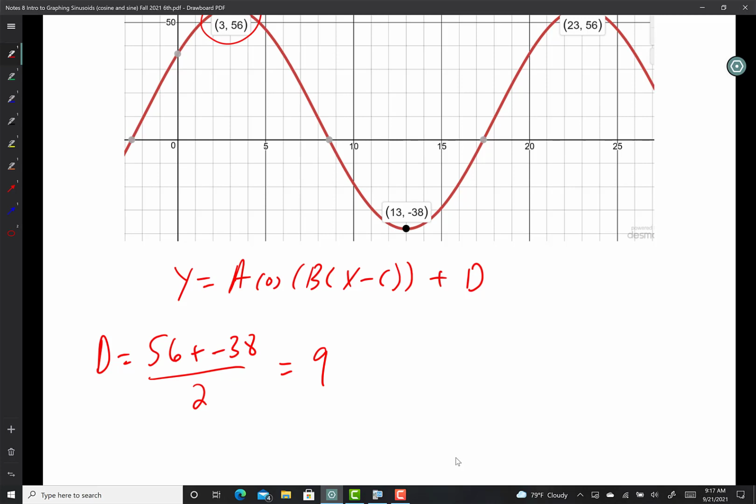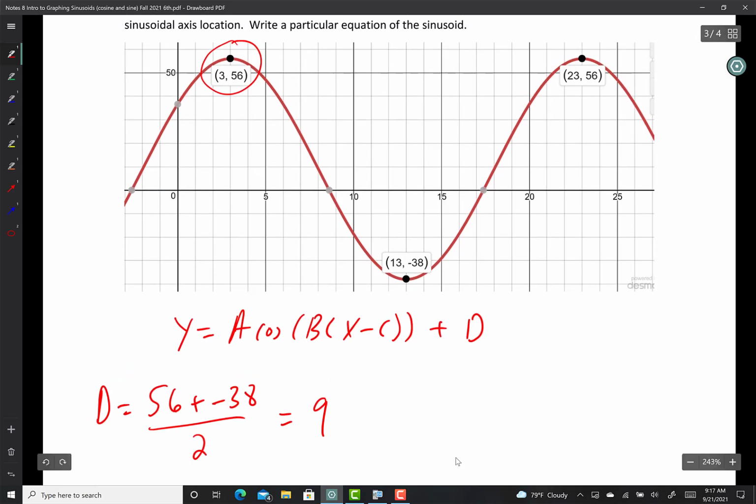So that's my midline. So let me see what the scale is on this. 10, 20, 30, 40, 50. It's looking like it's going by 10. So the midline is like right below that 10 there, just barely.